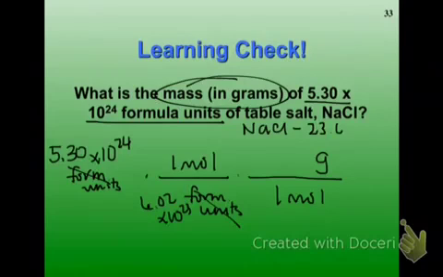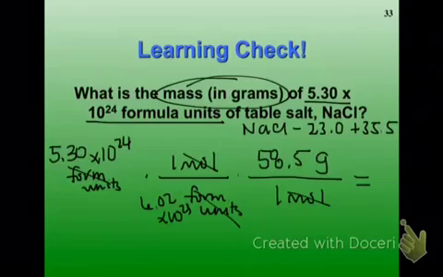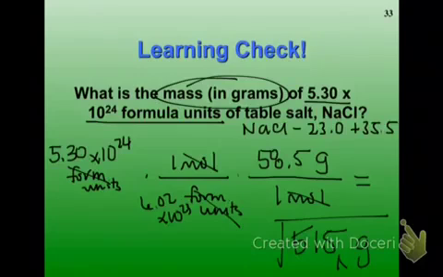So 23.0 plus 35.5, which is 58.5 grams. Moles cancels, and I get a pretty big number here. I get something in the ballpark of 515 grams of NaCl. Okay, so pause and replay this as many times as you need to, but make sure that you can do these two-step problems, and we'll see you back in class.